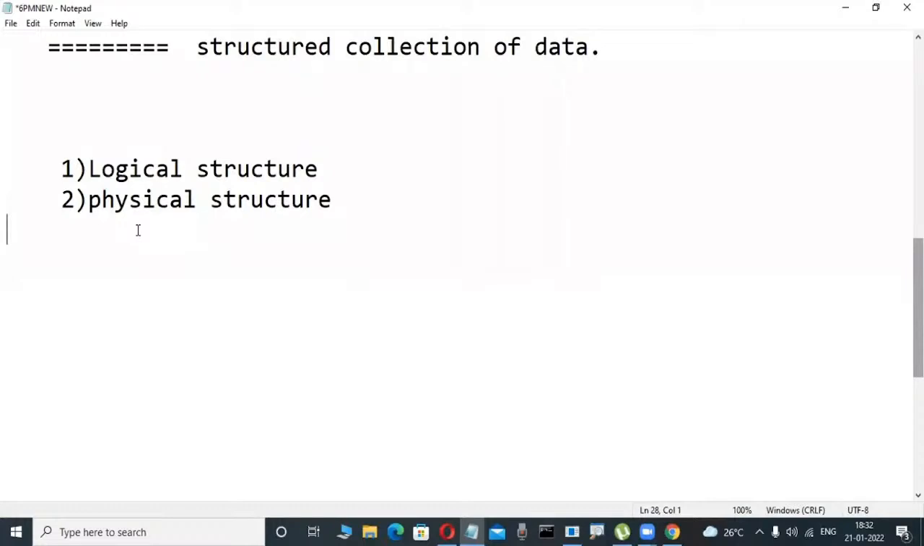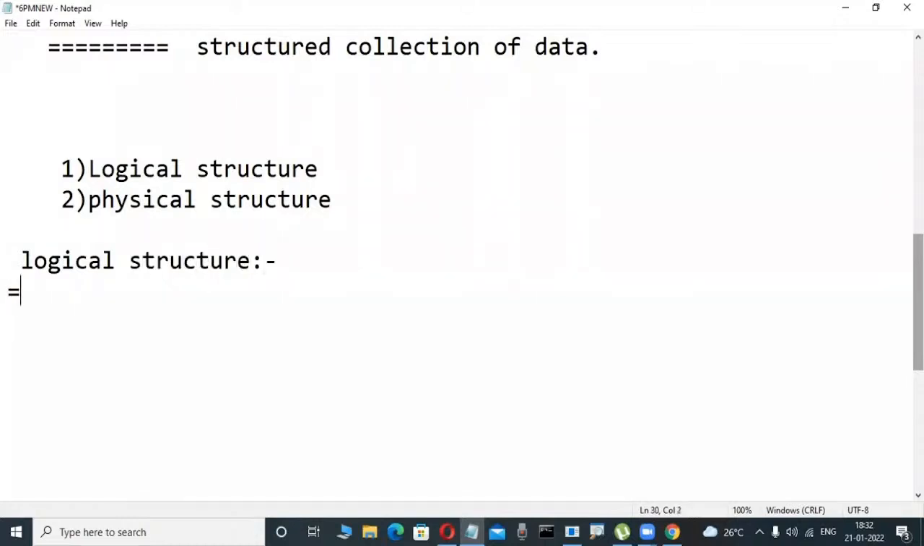Suppose there are DBA persons. Those persons are working in a physical structure. Don't worry, but what is that logical structure at least? Logical structure is very easy. Now check it out, slowly observe here. What a logical structure means is easily understandable.